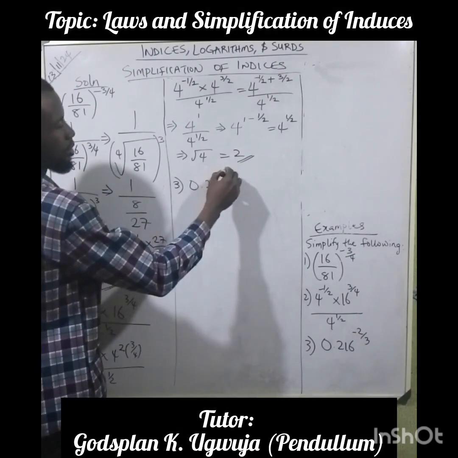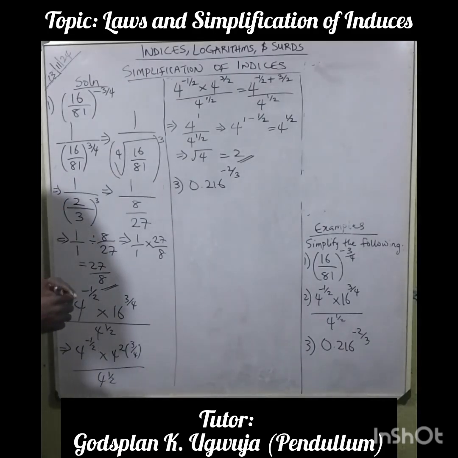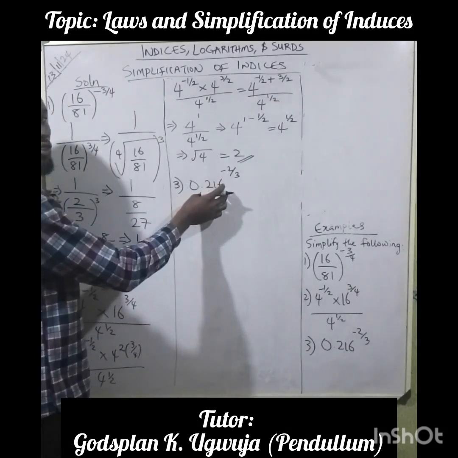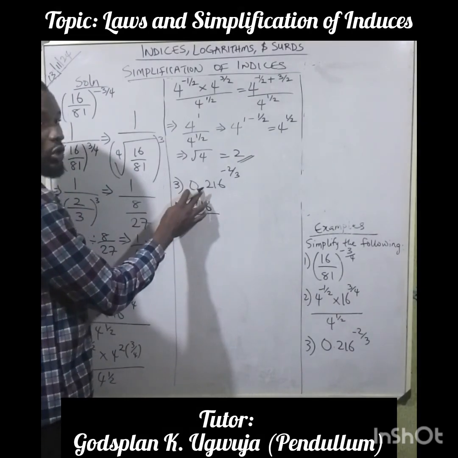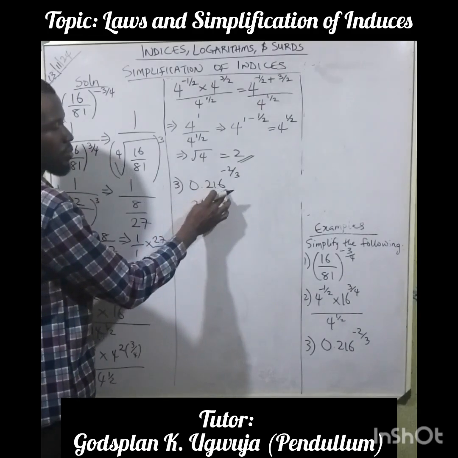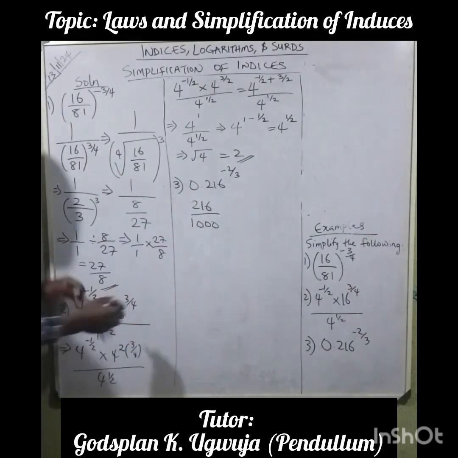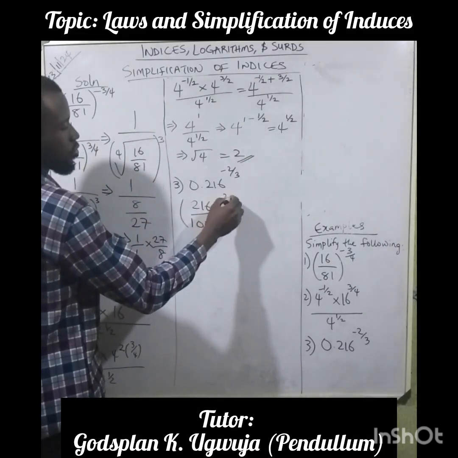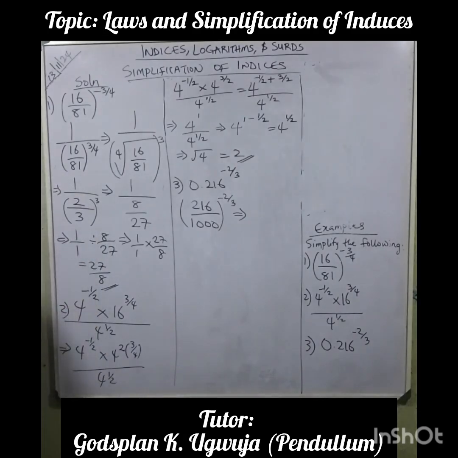0.216 raised to power minus 2 over 3. The last one we are asked to simplify. Now in this case, the first thing you do, let's express this as a fraction. So this will give me 216 all over, this dot is 1, then these ones will be 0, 0, 0. So this is 216 over 1000 as a fraction. Remember, it's still raised to power minus 2 over 3. Now, from here we'll go on.